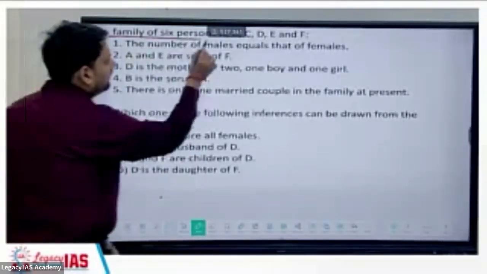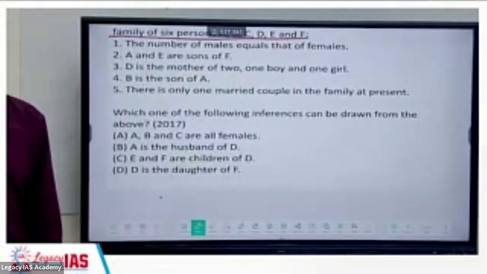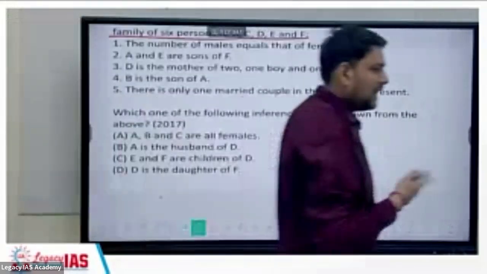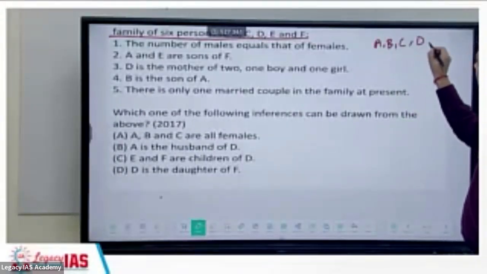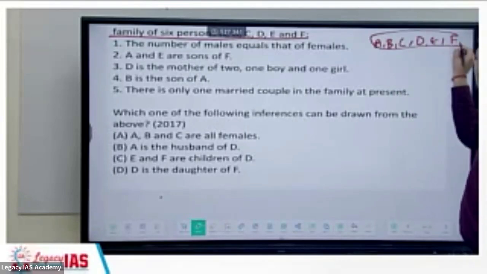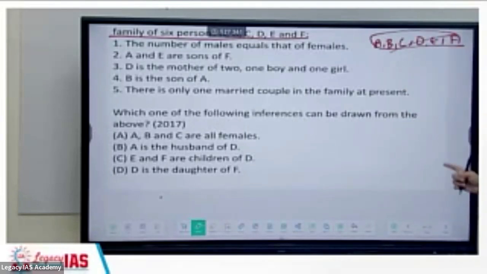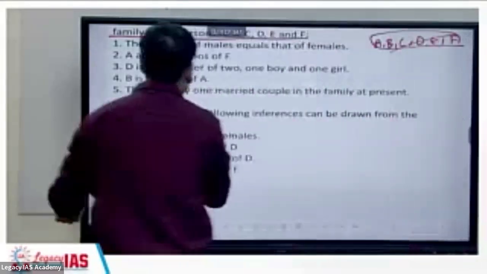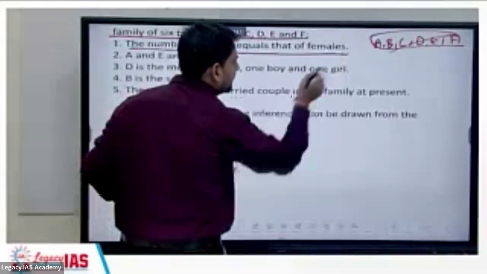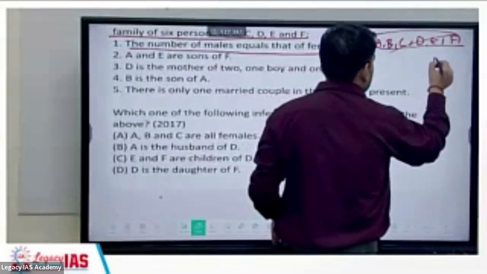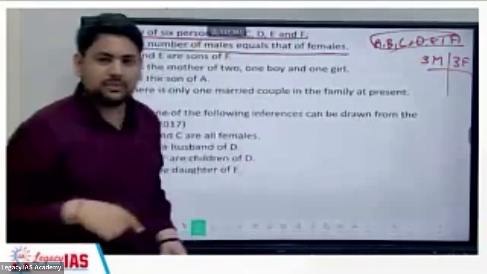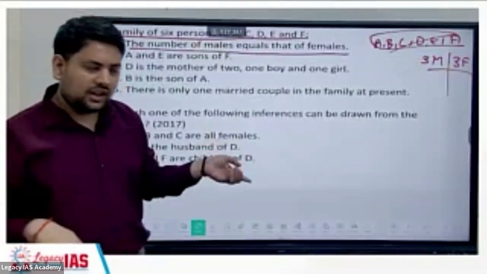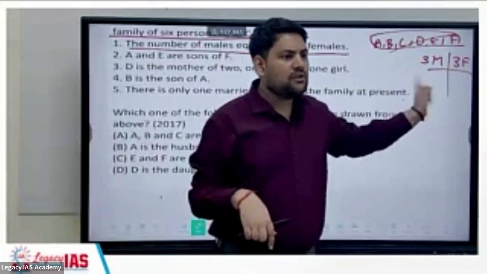See, it is a family of 6 persons, A, B, C, D, E, F. Some people have the habit of first writing all the variables, A, B, C, D, E, F. This is not required. You simply draw the diagram from the get-go. The number of males equals that of females. So what does that mean? There are 3 males and 3 females, because there are 6 people. As I told you, you can always keep a count of it.